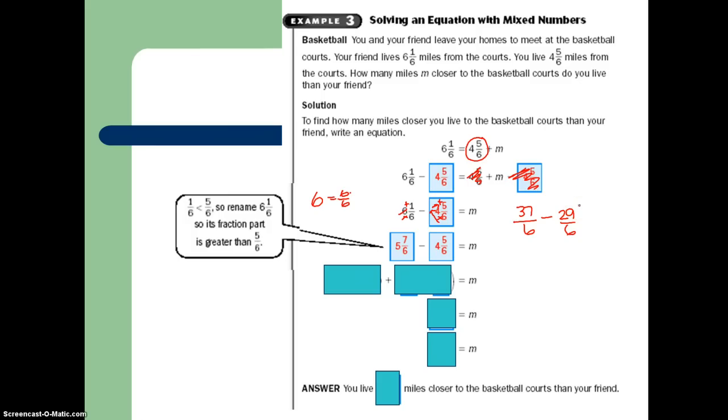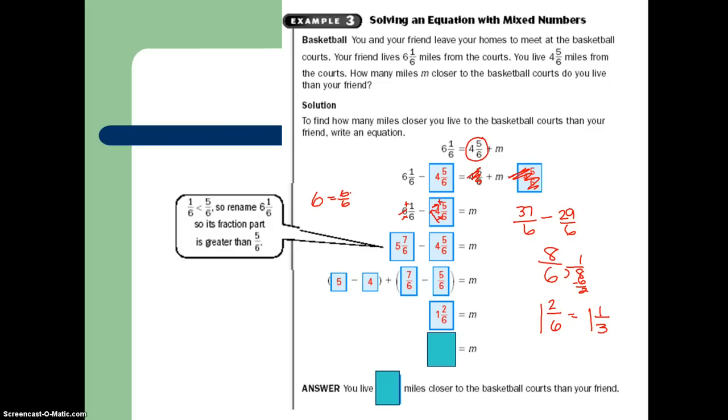Again, I like to do the improper, which you'll get an 8 over 6, and then change it to a mixed number. How many 6 go into 8? 1. What's left over? 2. Again, you can do the division, 2 over 6, which does simplify to 1 1/3. You can see what they do is they take the 5 minus the 4, and then the 7/6 minus 5/6. They get 1 and 2/6 as well, which simplifies to 1 1/3.